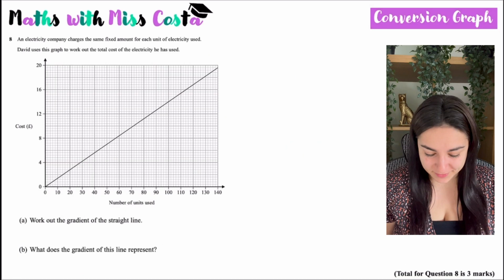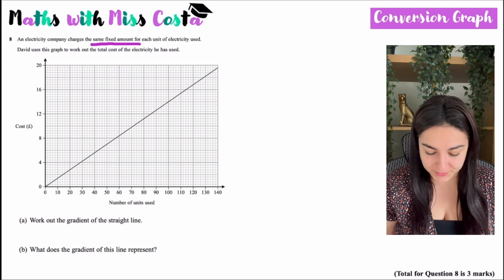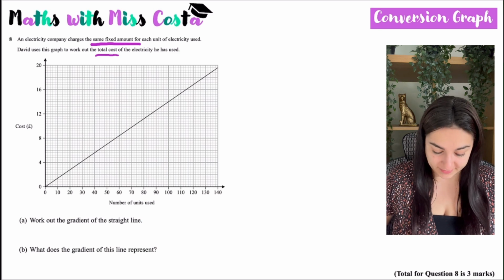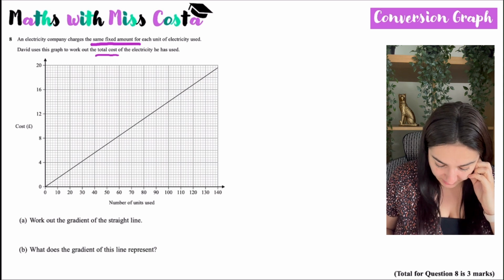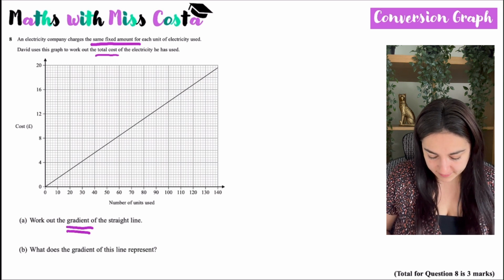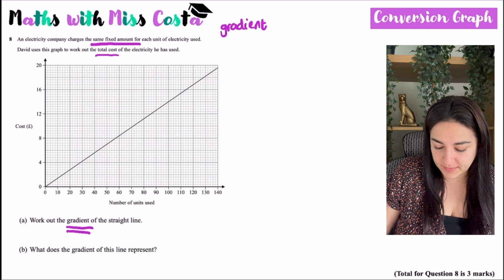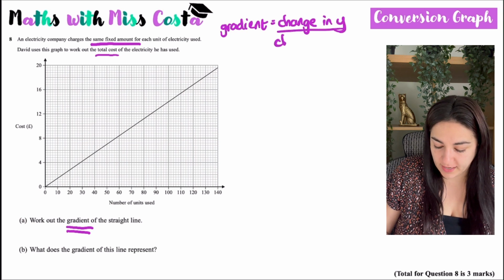So here I've got a conversion graph. I'm told that an electricity company charges the same fixed amount for each unit of electricity used. David uses this graph to work out the total cost of electricity he has used. So I know that this graph is in direct proportion because it's the same fixed amount for each unit. So work out the gradient of the straight line. Well, how do we work out the gradient? The gradient is the change in the y coordinates over the change in the x coordinates.